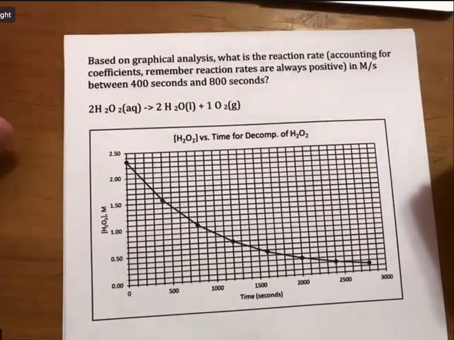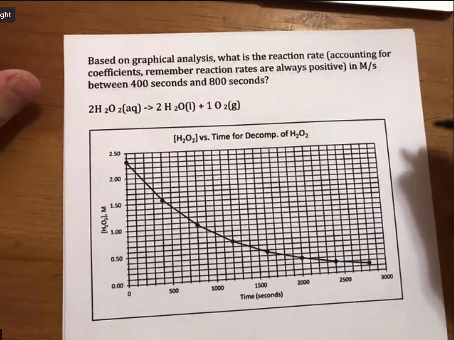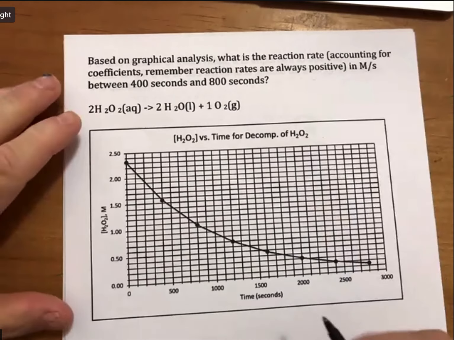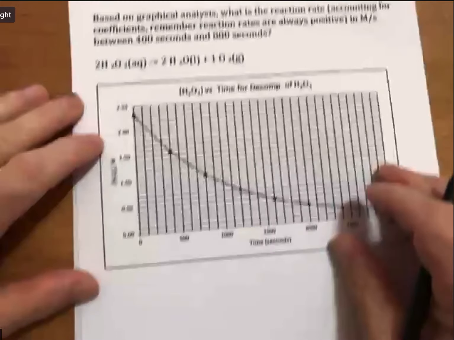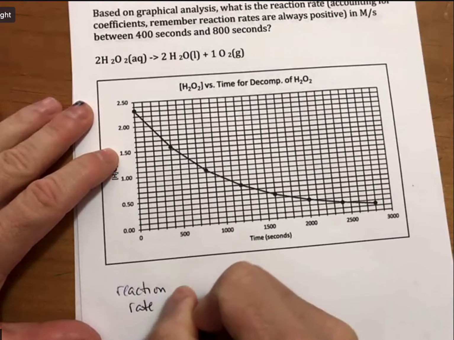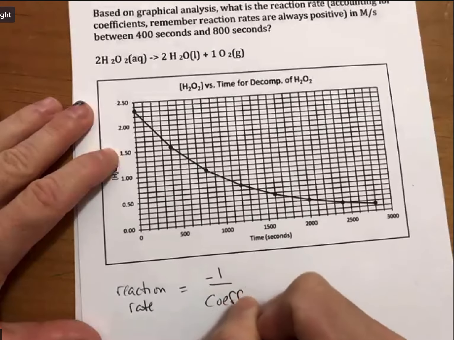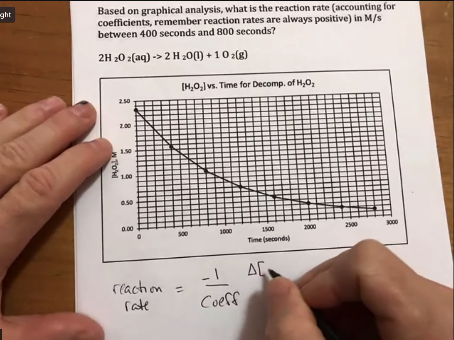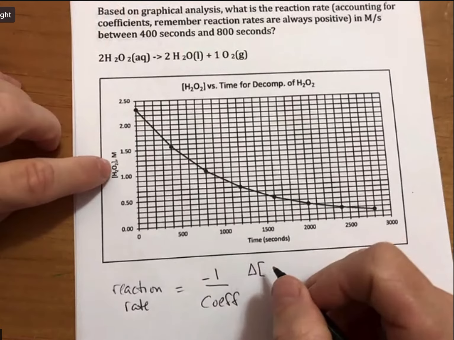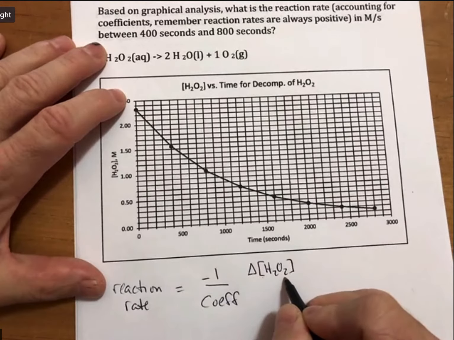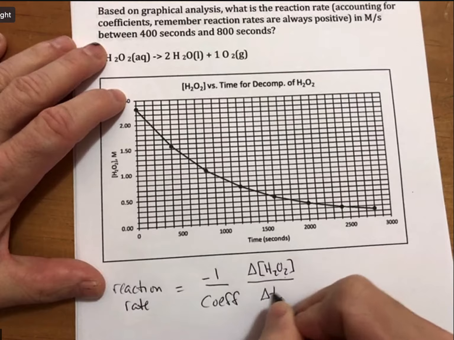This is a very data-intensive set of homework, and we will be using a lot of graphs. We will be making a lot of graphs. But reaction rate, and I'll put the formula for it down here, equals minus 1 over the coefficient times the change in concentration of whatever it is, and we've got peroxide here, H2O2. The change in the concentration of peroxide divided by the change in time.